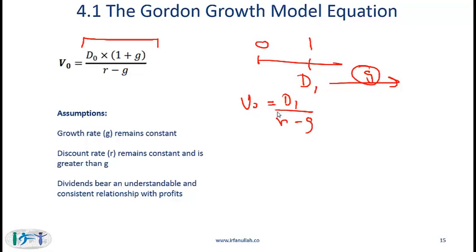There are several assumptions you make here. One is that the growth rate remains constant. The other is that the discount rate remains constant. And you also have to assume that R is greater than G. If R is not greater than G, then this model will not work. And finally, the dividends bear an understandable and consistent relationship with profits, which is one of the assumptions we talked about earlier.